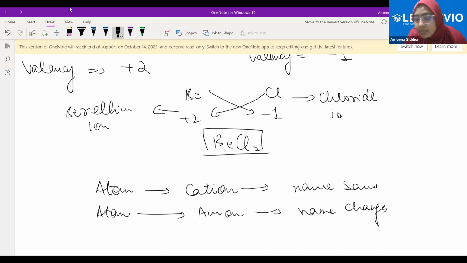In the compound, what are the two parts that are combining? Beryllium ion and the chloride ion. What will we get? Beryllium chloride. Is it understood by everyone? Yeah. Ali, speak up, what is your question?